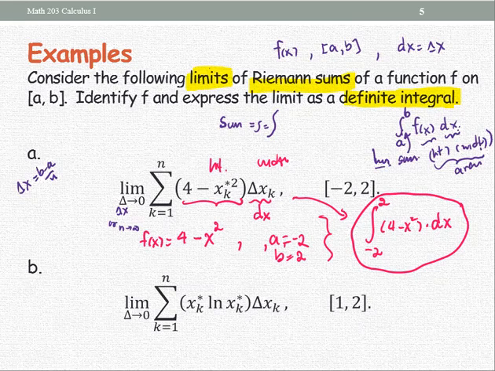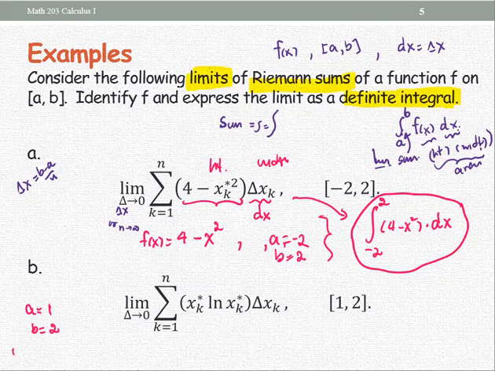And then the second one, could you tell me? Okay, I'd like you to share with me what a and b are. So we're going to make a list. What is a for part b? Or you can type in the chat if you like. What are a and b? a is 1 and b, I believe you're going to say, is 2.